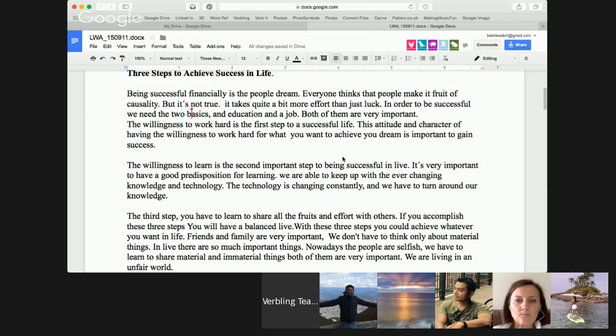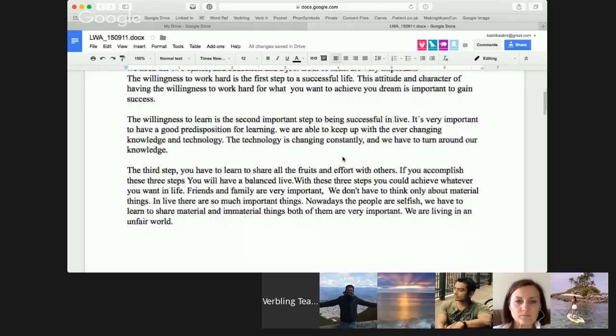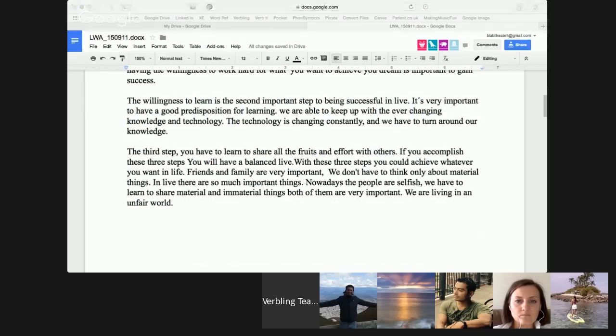This attitude and character of having the willingness to work hard for what you want to achieve, your dream, is important to gain success. The willingness to learn is the second important step to being successful in life. It's very important to have a good predisposition for learning. We are able to keep up with the ever-changing knowledge and technology. The technology is changing constantly, and we have to turn around our knowledge.